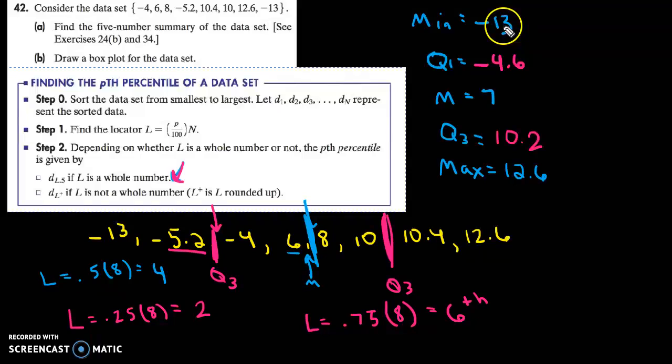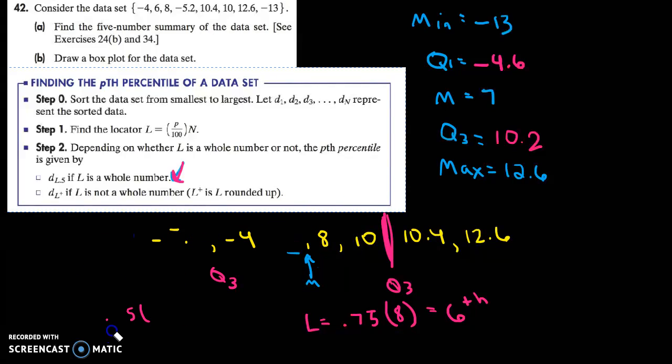Okay, so now I have my 5-number summary. Minimum, 20, quarter of the way through, halfway through, 3/4 of the way through the list, and the maximum. And so then they want me to draw a box plot. Erase some of this stuff to make room.